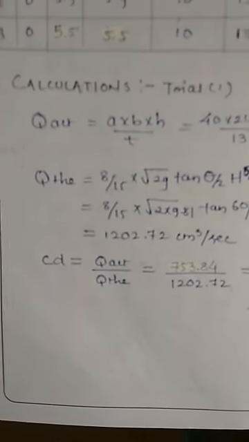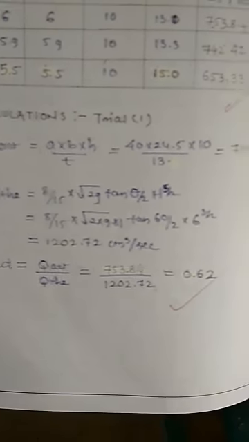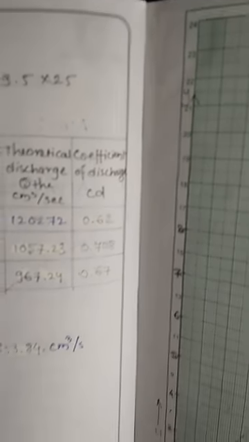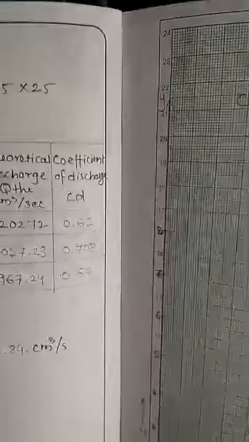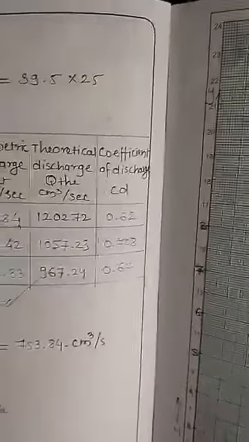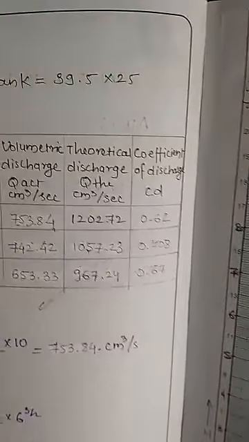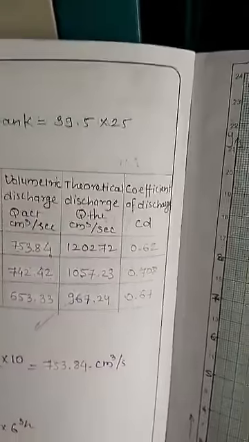Finally Cd becomes Q actual by Q theoretical. This is 0.62 for the first trial, 0.78 for the second trial, and 0.67 for the third trial. The average of Cd should be 0.6 to 0.7 something. So this is your coefficient of discharge. Thank you.